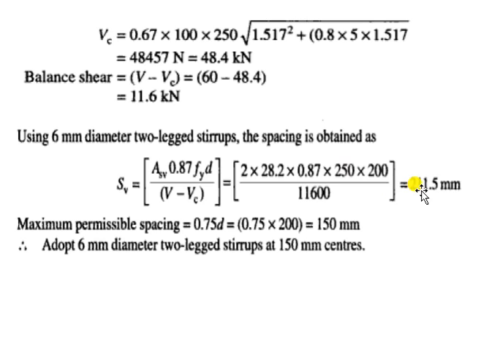Therefore spacing is equal to 211.5 millimeter. So from the codal provision, the maximum permissible spacing is 0.75 d, that is 0.75 into 200, which is equal to 150 millimeter. So the spacing of stirrups should not exceed 150 millimeter, but we have got the spacing of stirrups as 211.5 millimeter. Therefore, adopt 6 mm diameter two-legged stirrups at 150 mm center to center. So this is about shear reinforcement.